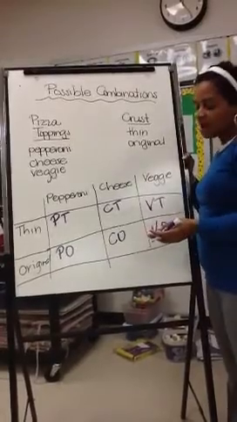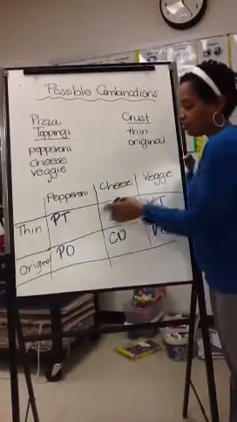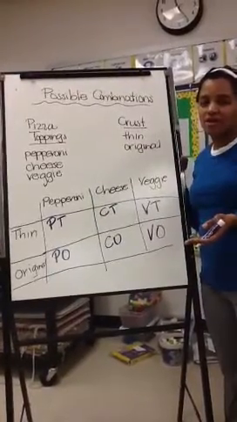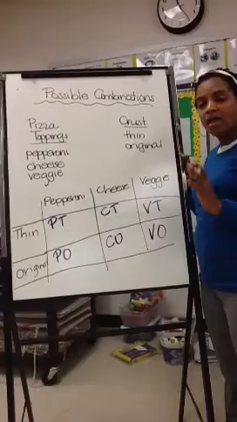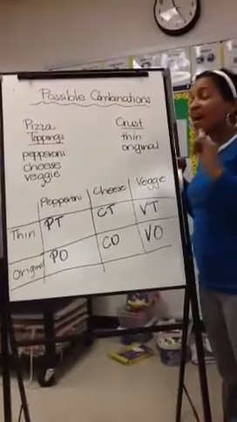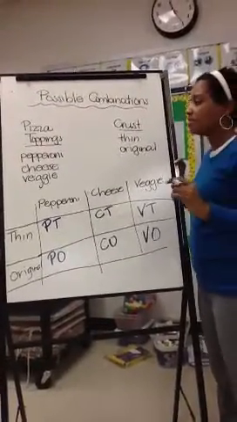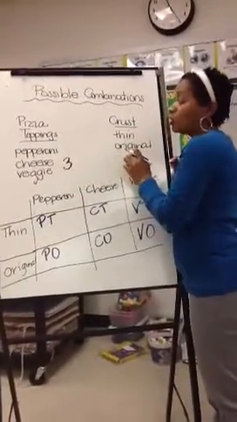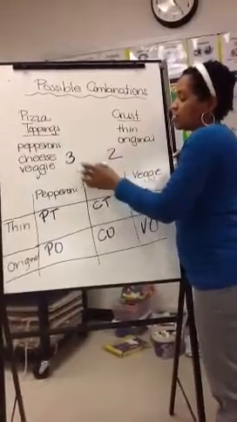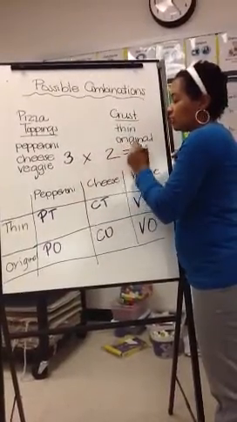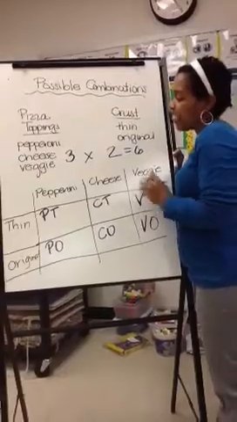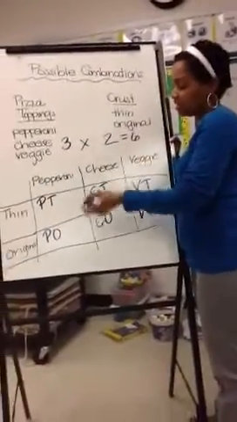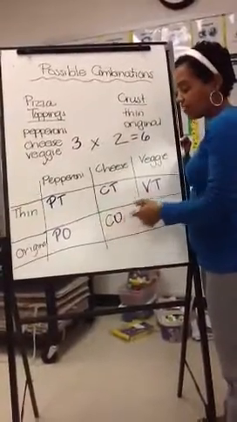Now, let's count out how many combinations I have. 1, 2, 3, 4, 5, 6. But I don't really have to count it out to make sure that I have 6 of them. I know a different way to make sure that I have the correct number of combinations. Now, there are 3 pizza toppings, and there are 2 crusts. 3 times 2 equals 6. So I know that I am to have 6 possible combinations. 1, 2, 3, 4, 5, 6.